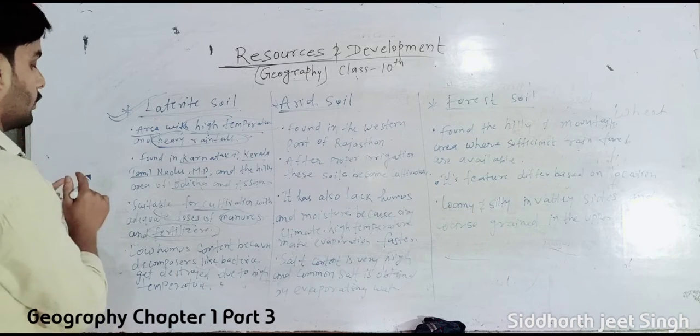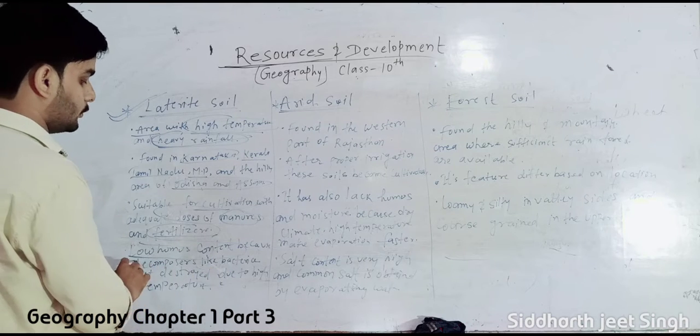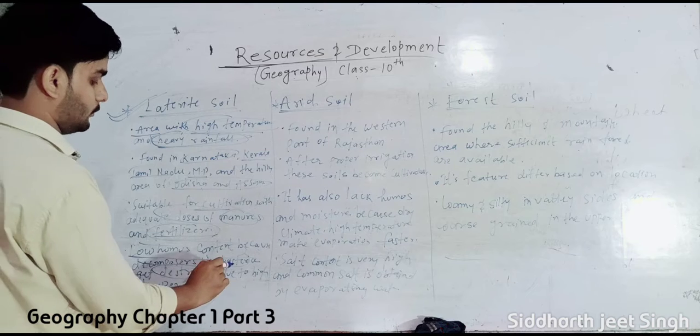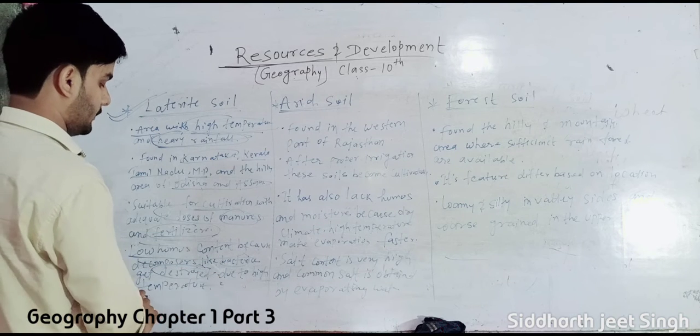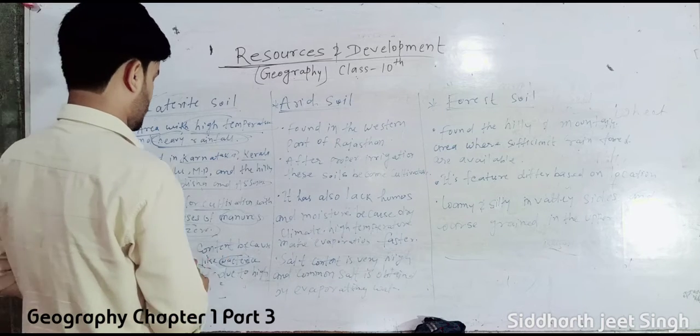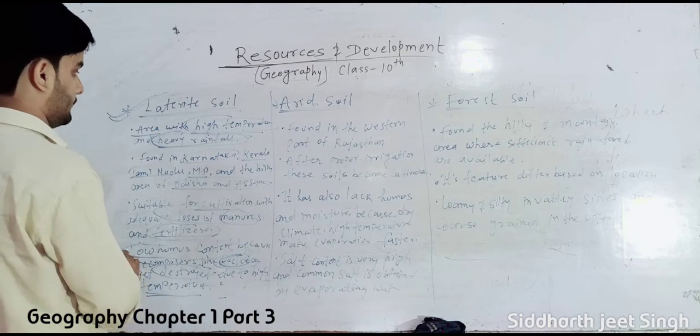Laterite soil has low humus content because decomposers like bacteria get destroyed due to high temperature, so it has low humus content.